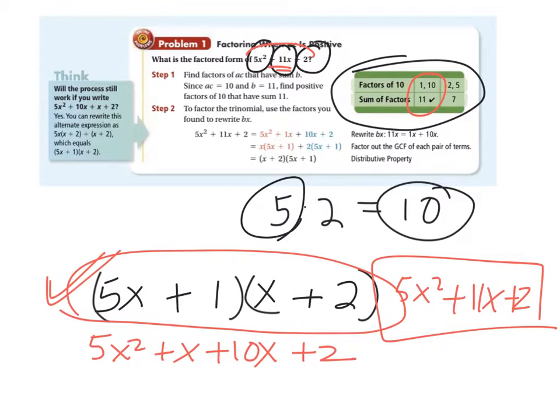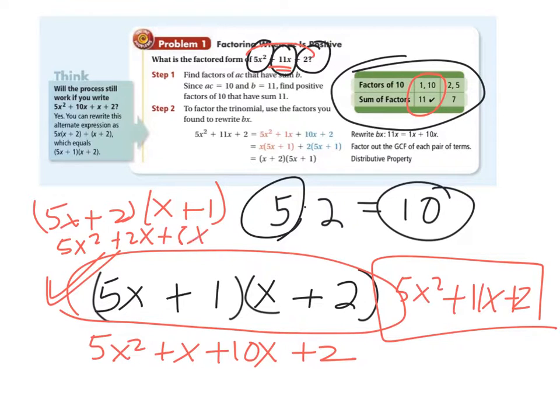Right? You might have accidentally written 5x plus 2 and, rather, x, not 5x, but x, there we go, and x plus 1. And you multiply that out, you'd find out you're going to get 5x squared plus 2x plus 5x, right, plus 2. The middle is only going to give us 7, not 11. That's how you know that this one didn't work. So we're going to have a lot of practice with this.